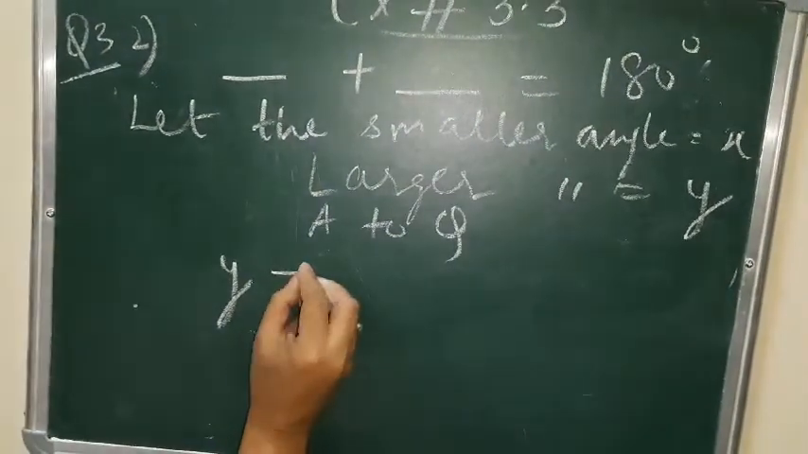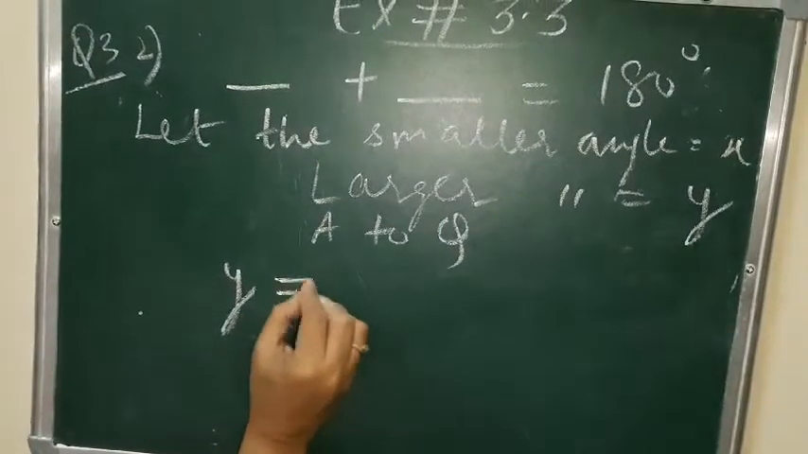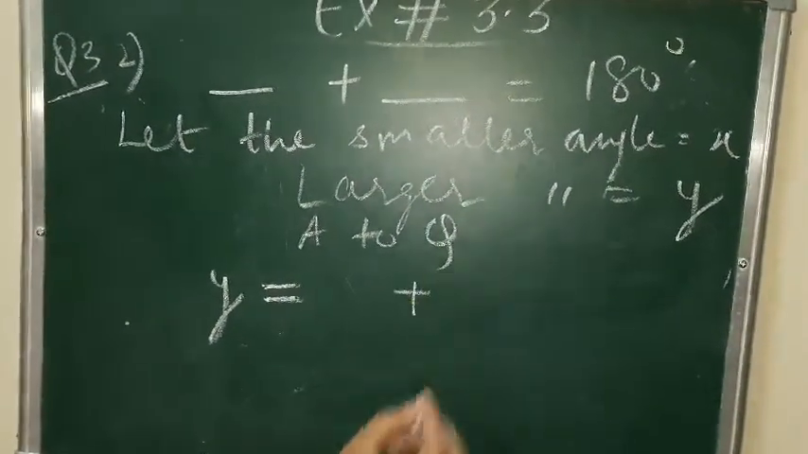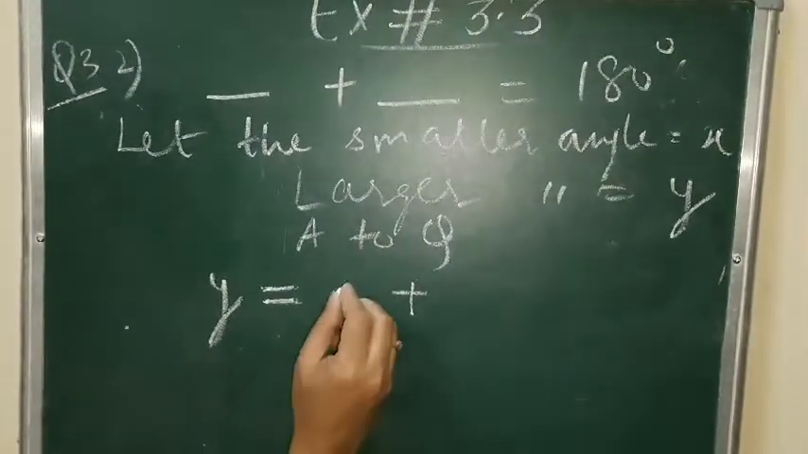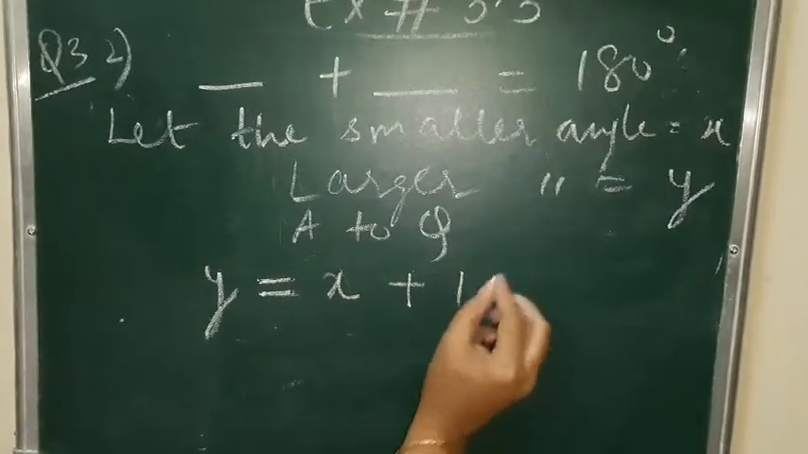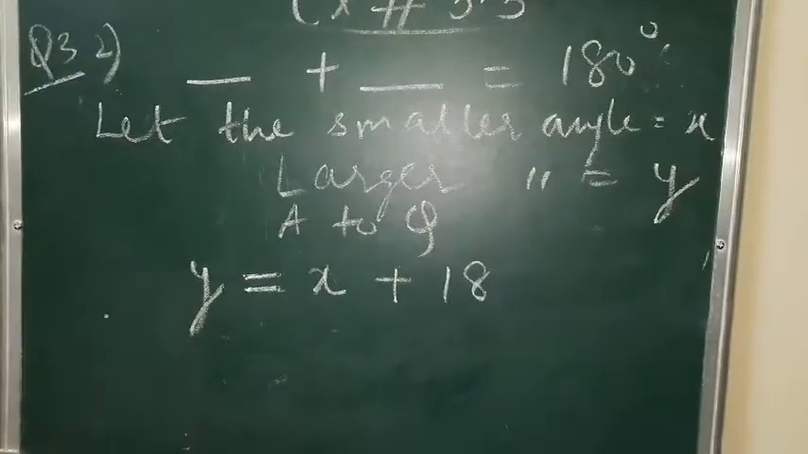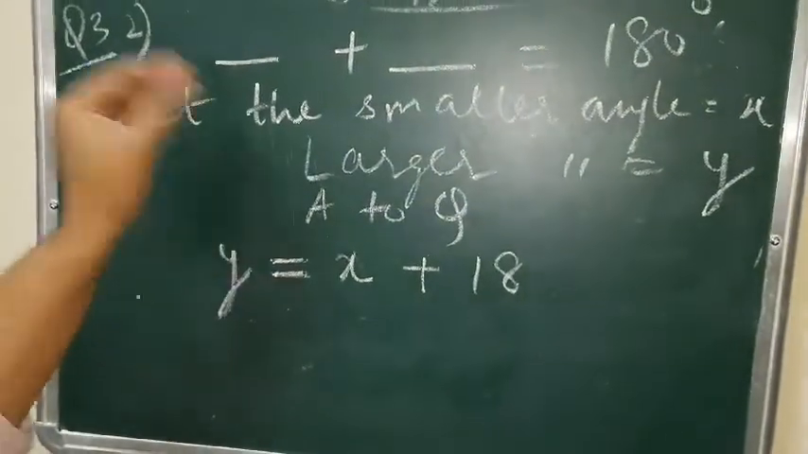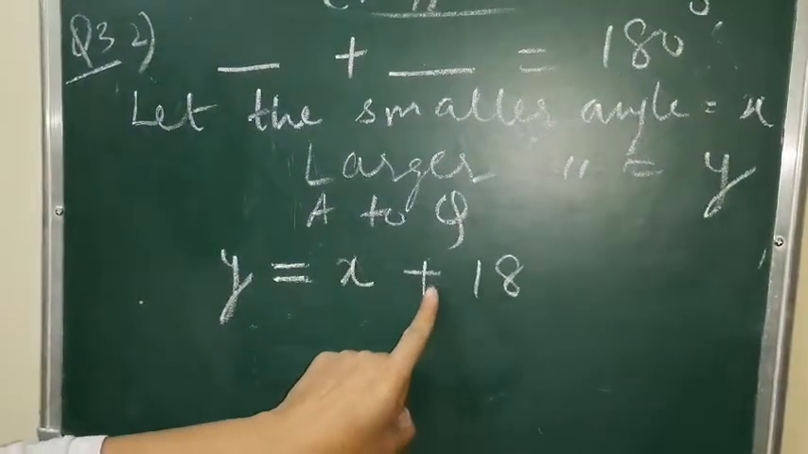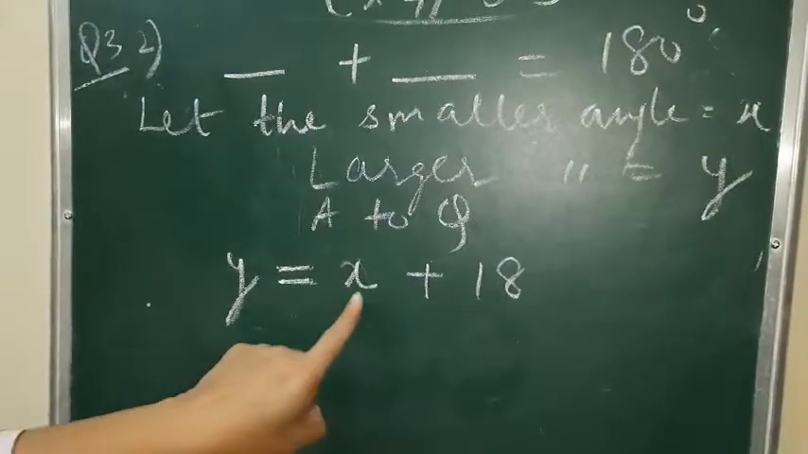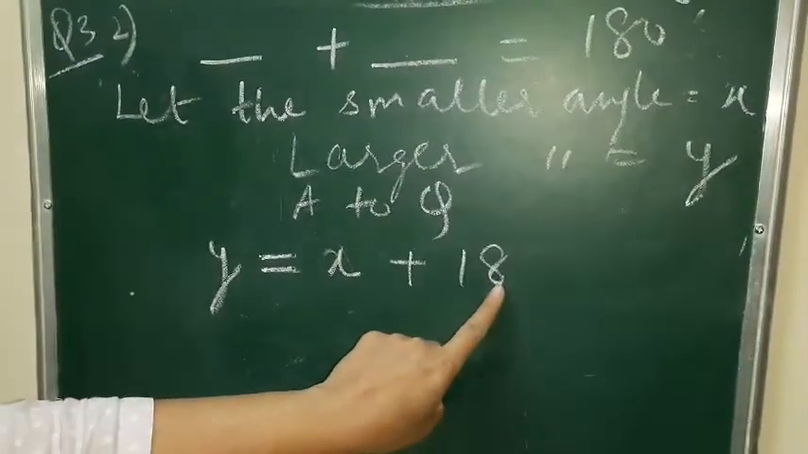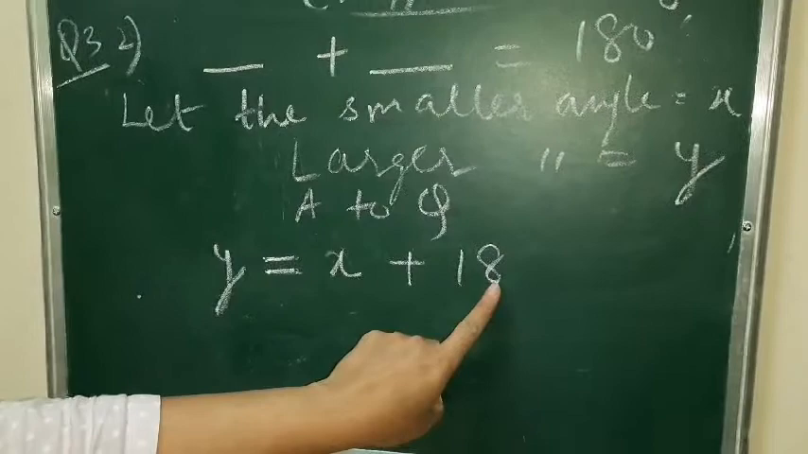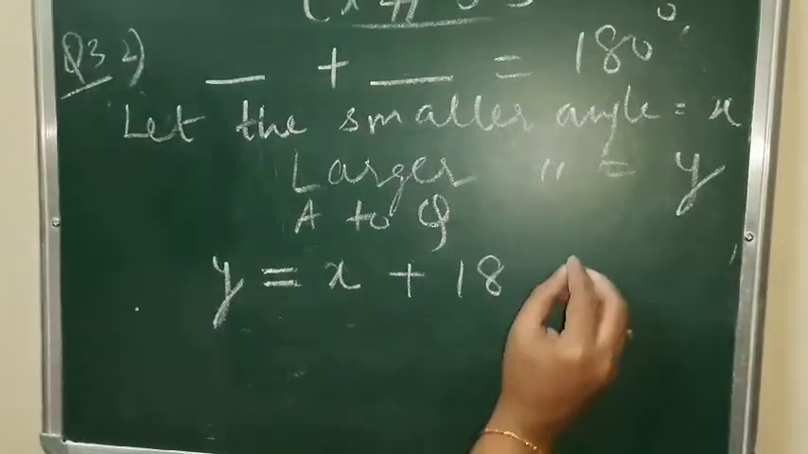Exceeds the smaller. Whenever you get the word exceeds, what you do? You put the sign of equal to and after it you put the sign of plus. So exceeds the smaller means x plus 18. Now what does it exceed? The smaller angle by 18 degrees. So y equals x plus 18. This is my first equation.